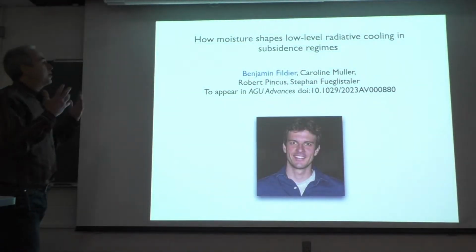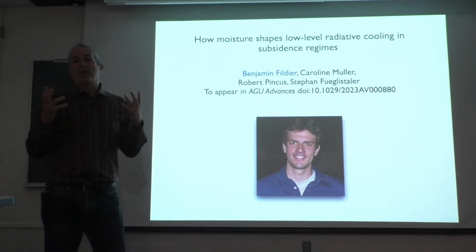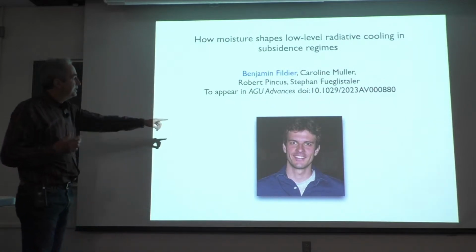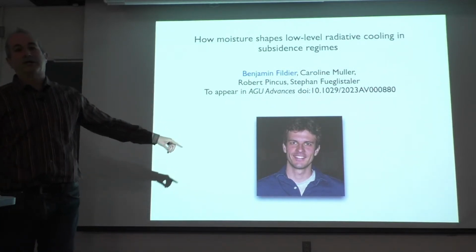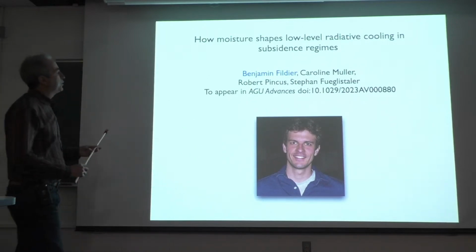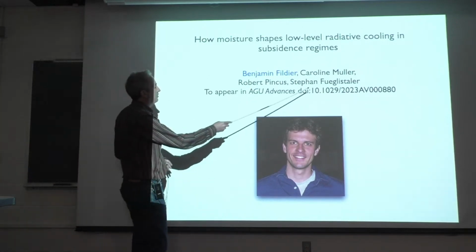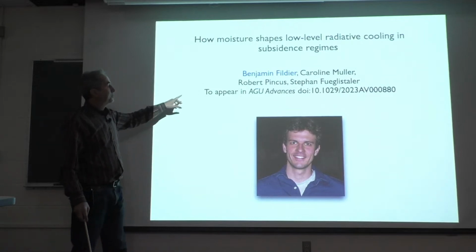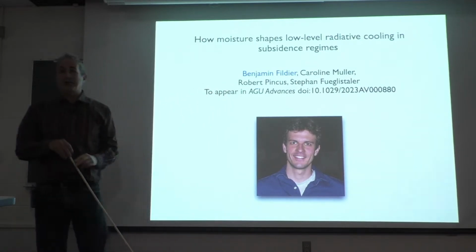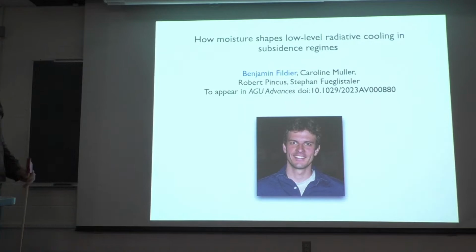So let's talk about the small scale, about the organization of clouds in the tropics. This is Benjamin Fildier. He's a postdoc in Paris. And he's working with Carolyn Miller and I and Stefan Voigtlichsteiner on this paper, which will come out in AGU Advances any day now. And this is the title, How Moisture Shapes Low-Level Radiative Cooling in Subsurface Regions.